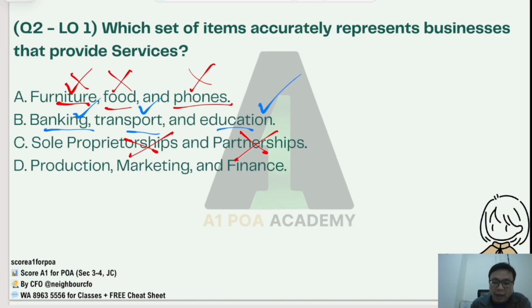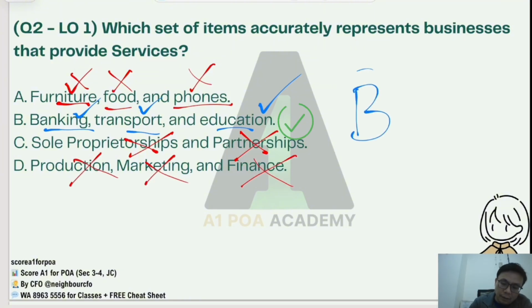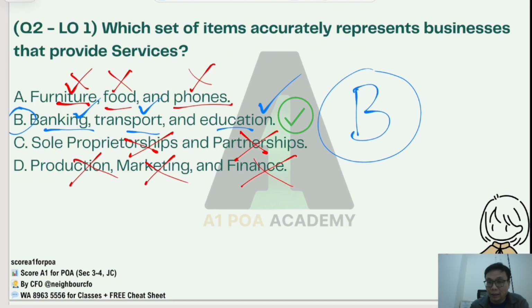D, production, marketing, finance. Once again, as I mentioned, these are business activities. They are not businesses in the context of providing services. So the answer will be B. B will be the answer. Okay.